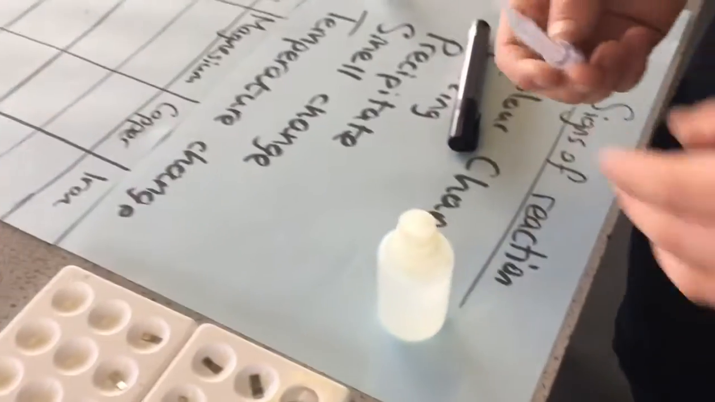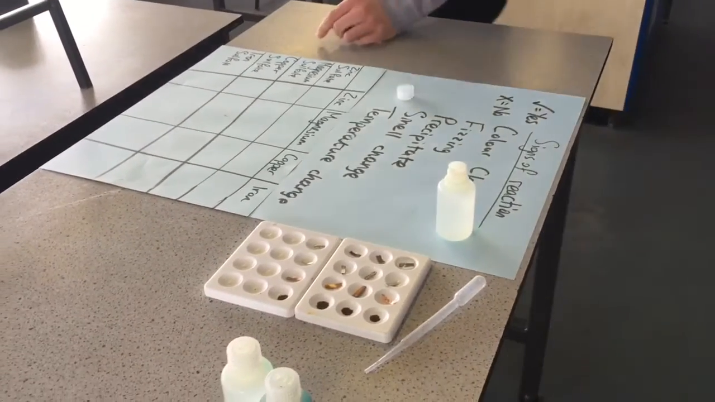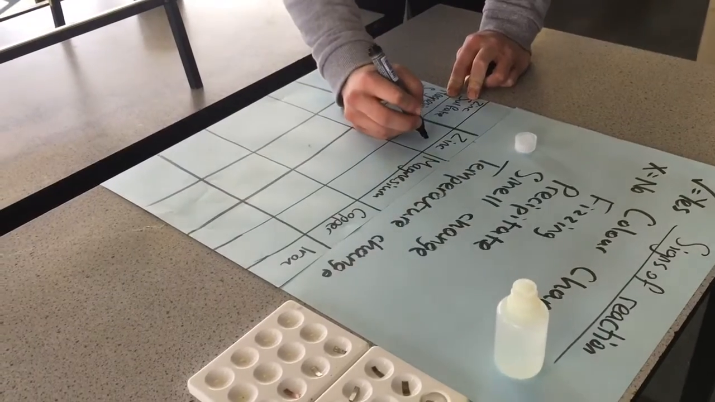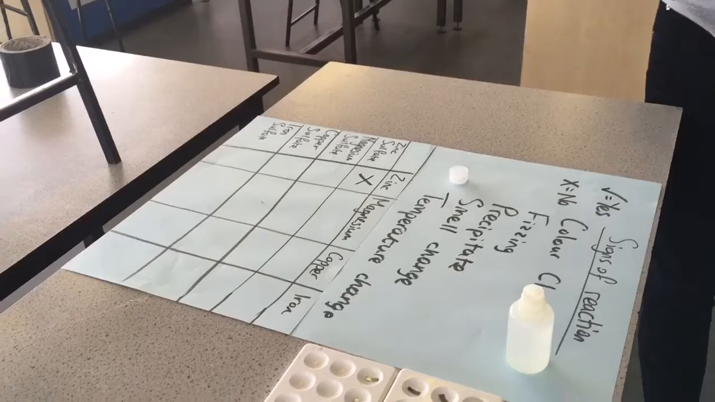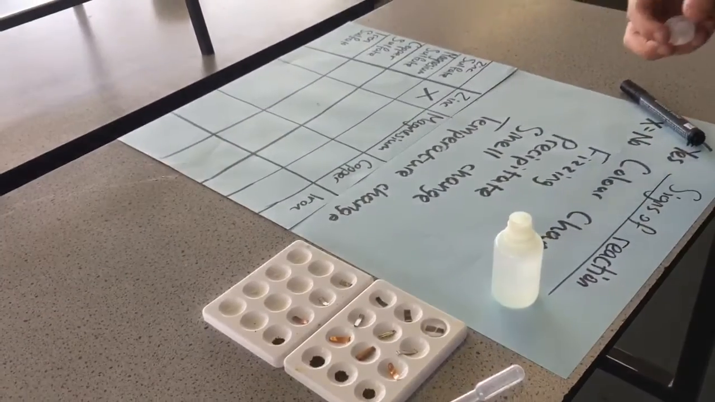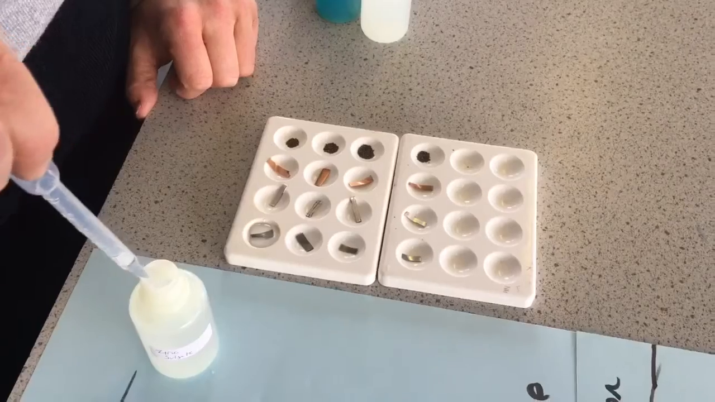Does it matter how much you add? Not really, sir. We're not that concerned. Just a nice little covering. Zinc sulfate, nothing has happened there. Cross. I guess zinc can't really replace zinc, can it? We were going to talk about that at the end, weren't we, sir? So we've got zinc and zinc. We're going to have no reaction. We're now going to have zinc sulfate and magnesium.